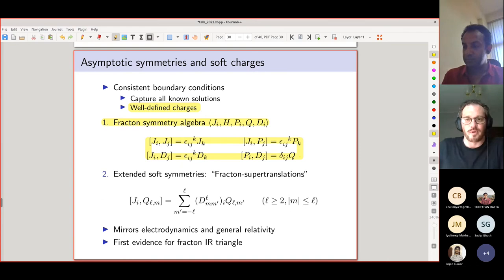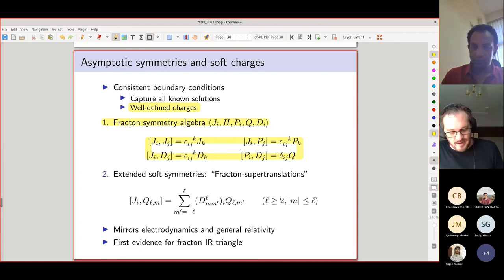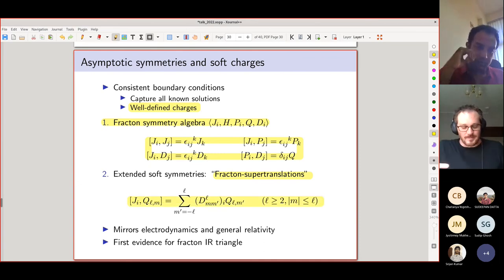And this is much more subtle with regard to the matter sector, which is much more straightforward. And what we have also done as a next step is, we have looked at these recent advances and asked, is there also some kind of soft extension to it? And indeed, there is some kind of fracton supertranslation, if you like to think about it, which is an infinite extension of this fracton algebra, and it very much mirrors exactly electrodynamics in general relativity, and provides the first evidence that there might be something like a fracton infrared triangle with something like a memory effect and soft theorems, if we can find it.